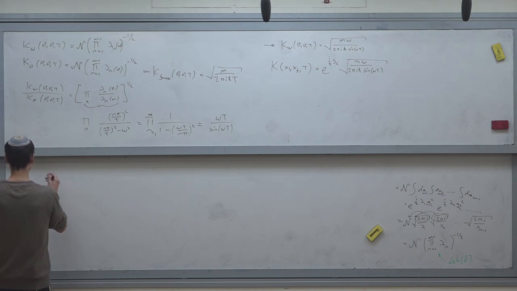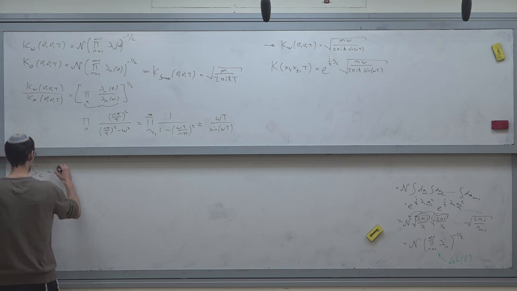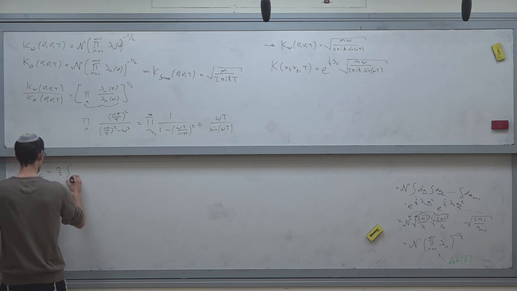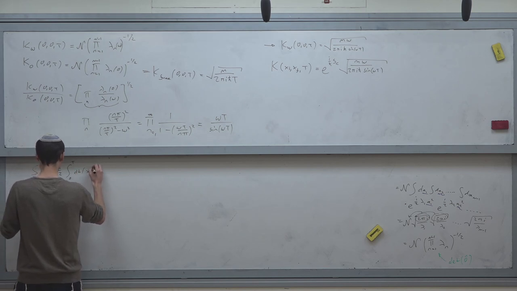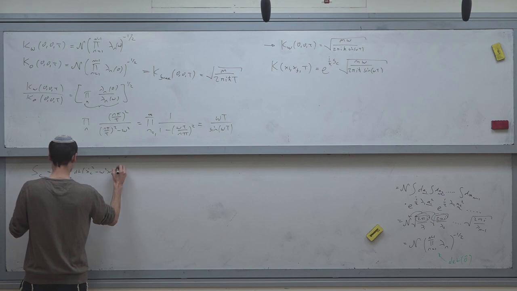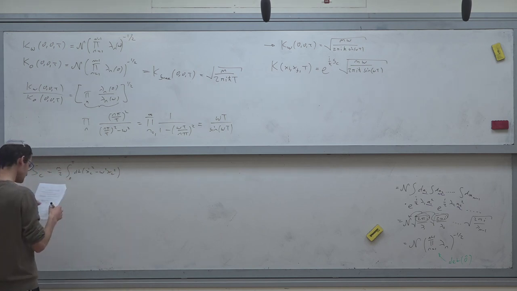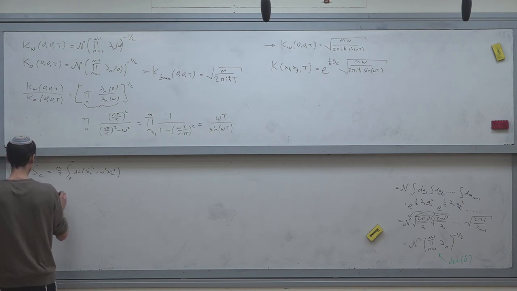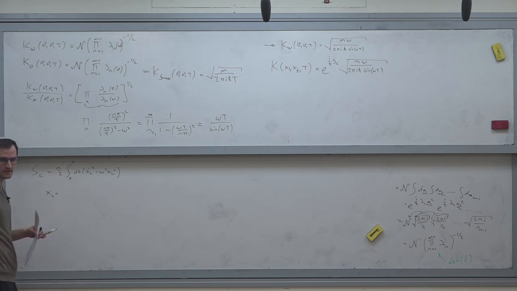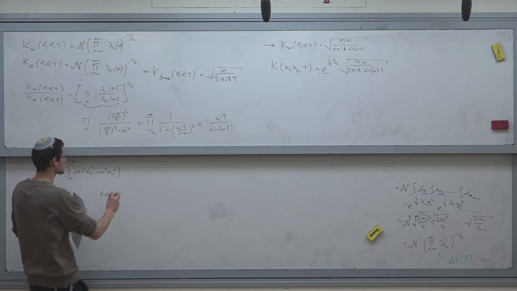So what is S classical? It is m over 2 integral 0 to t dt of x dot c squared minus omega squared x c squared. And so one way of solving this is the following. You take the classical solution of the equation of motion, which is a times sine plus b times cosine. You find a and b for your initial conditions.